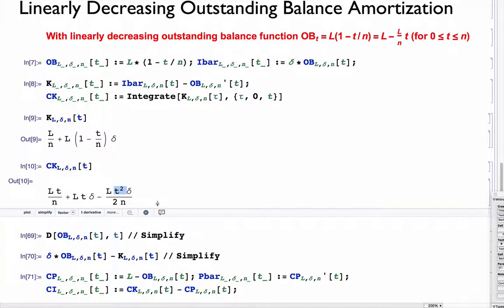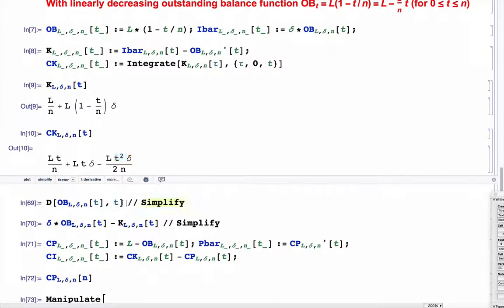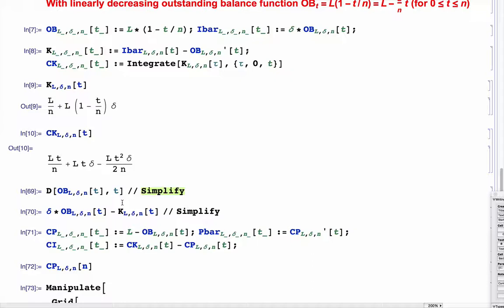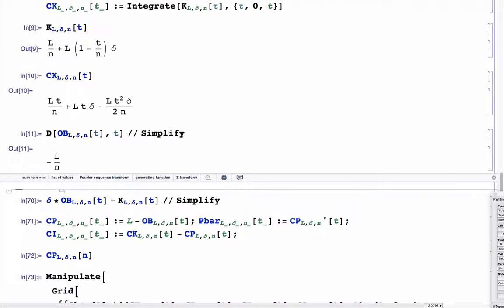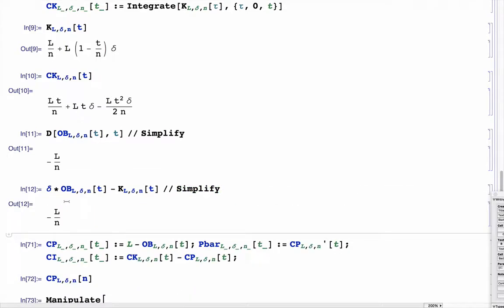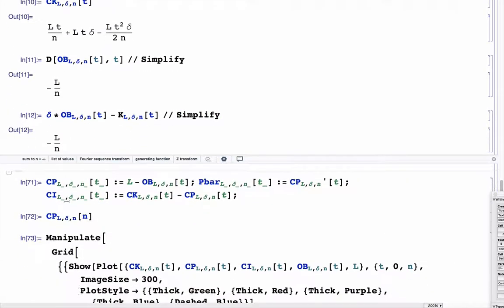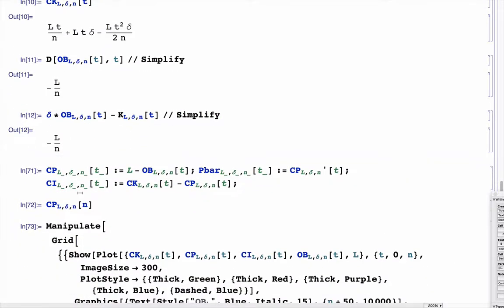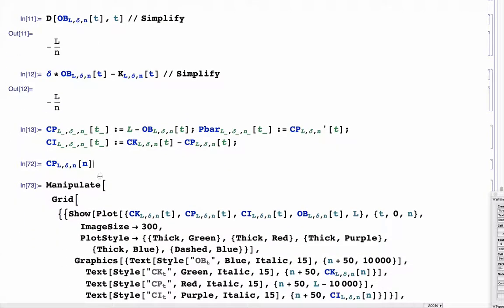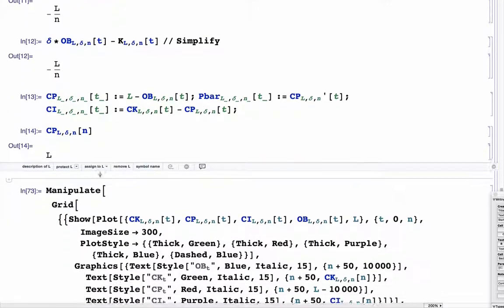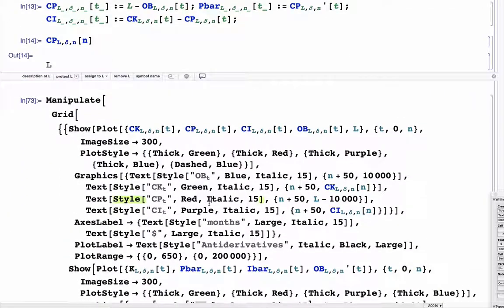Is the differential equation for OB still satisfied? Yes, but the derivative is different because OB is different. It's a constant. There's the derivative, and the right-hand side of the differential equation does simplify to the same thing. Here are the other functions being entered, and here we can also confirm that CP at time n does equal the loan amount L. All right, now let's make the graphs in this context.